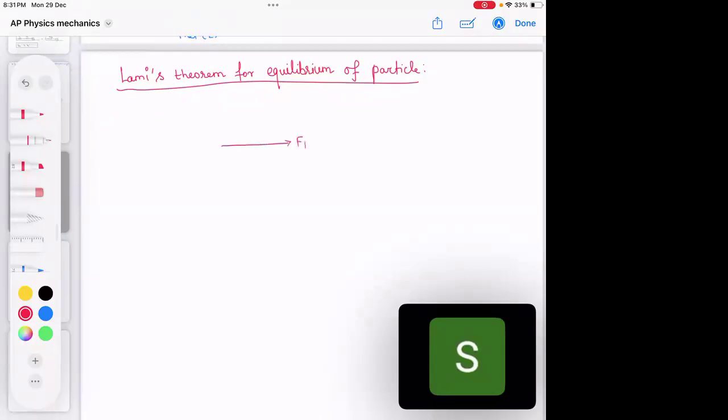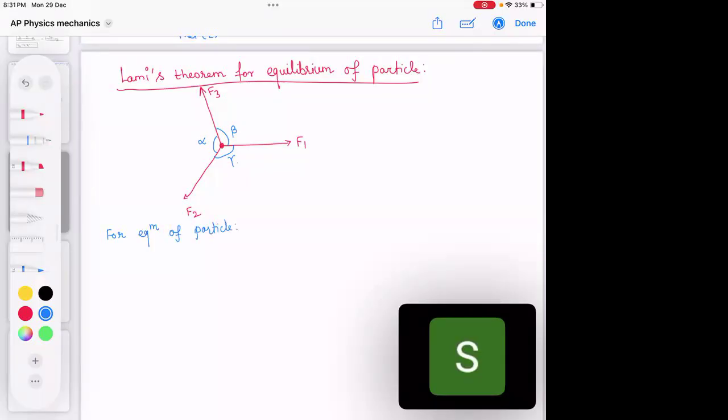Let's say this is an F1 force, there is an F2 force, and this is the F3 force. So from a point on the body or from a point on the particle, three forces are acting. These forces are making some angles also. Let's say this angle is alpha, this angle is beta, and this angle is gamma. So for equilibrium of the particle, what is the condition needed?